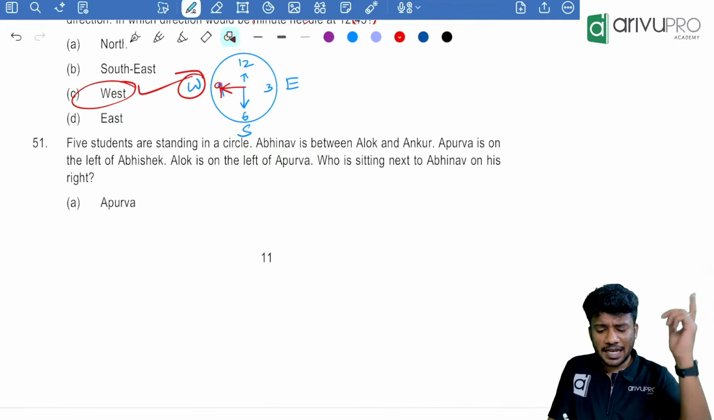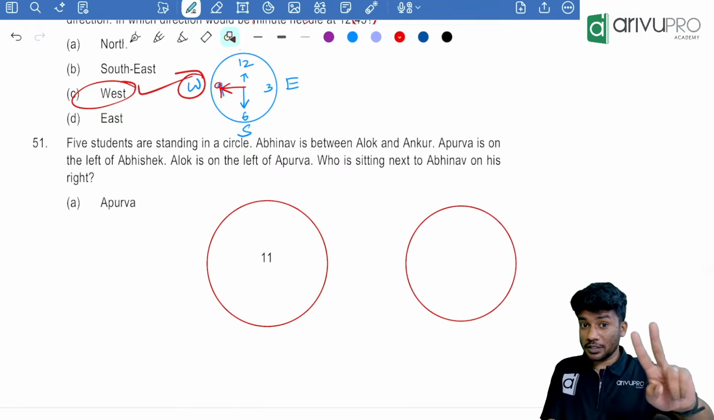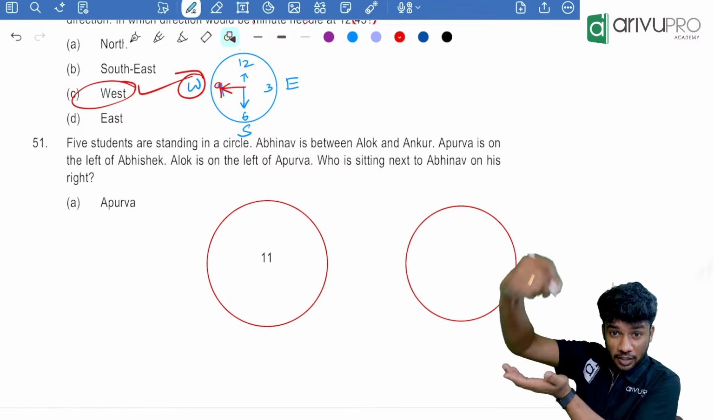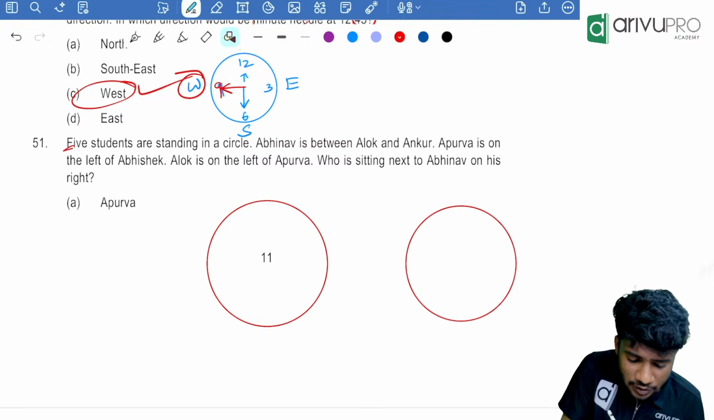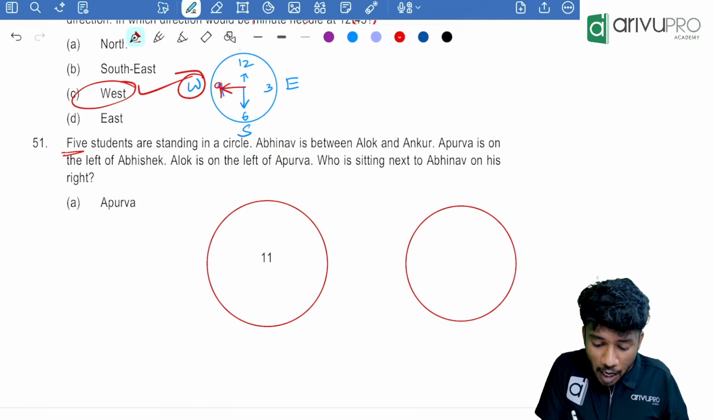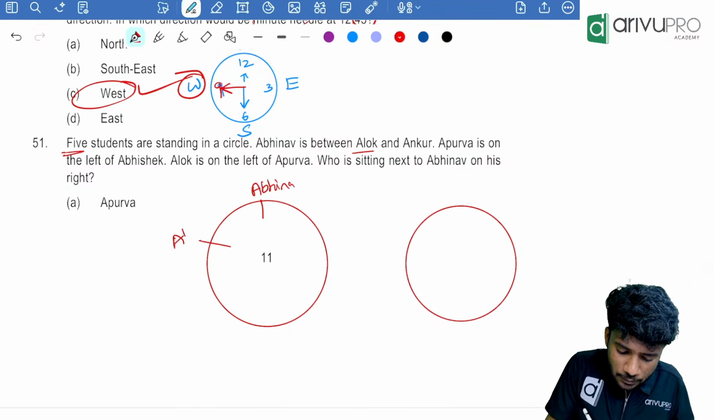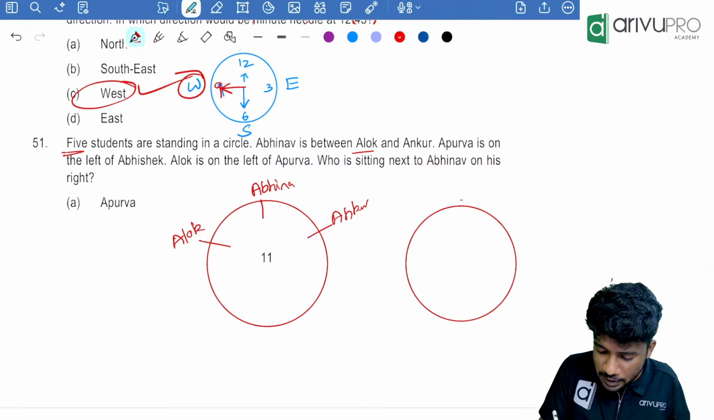So 5 students are standing in a circle. So circle is there, people. 2 circles I'll draw. Always draw 2 circles whenever questions are there. Sometimes rather than erasing and writing, it's better always to cut and write. So draw 2 circles. So 5 students are only there. Keep that in your mind also. That is also important. Only 5 students are there. Abhinav is between Alok and Ankur. So Abhinav is there between what and what? Alok and Ankur. So 2 possibilities I'll draw. So Abhinav is there.